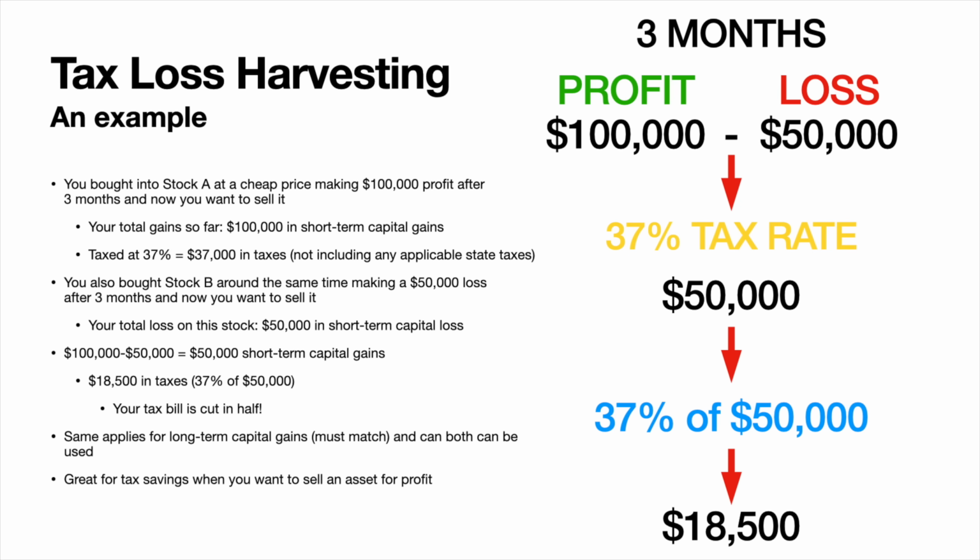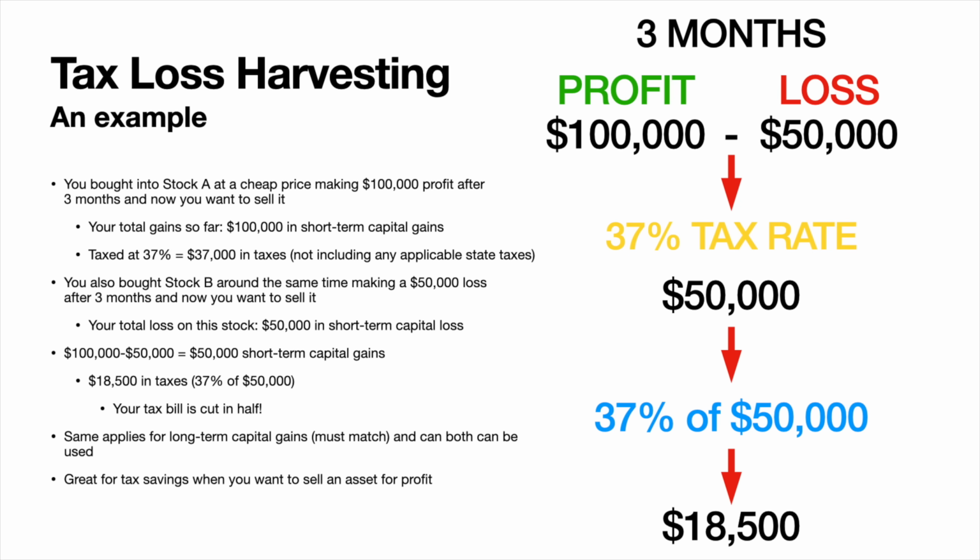You also bought stock B at around the same time, making a $50,000 loss after 3 months, and now you want to sell it. So your total loss on this stock is going to be $50,000 in short-term capital loss. So we'll take our $100,000 in short-term capital gains, subtract the $50,000 in short-term capital loss, and that's going to give us a $50,000 net short-term capital gain. This is going to result in $18,500 in taxes. So you can see that if you do tax loss harvesting in this case, your tax bill is actually cut in half.